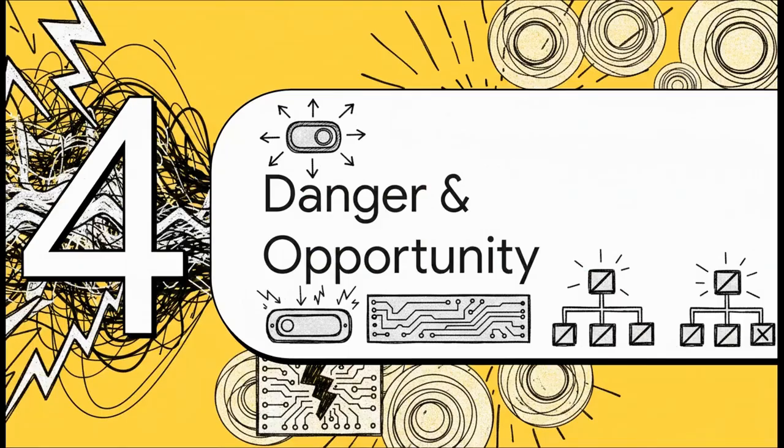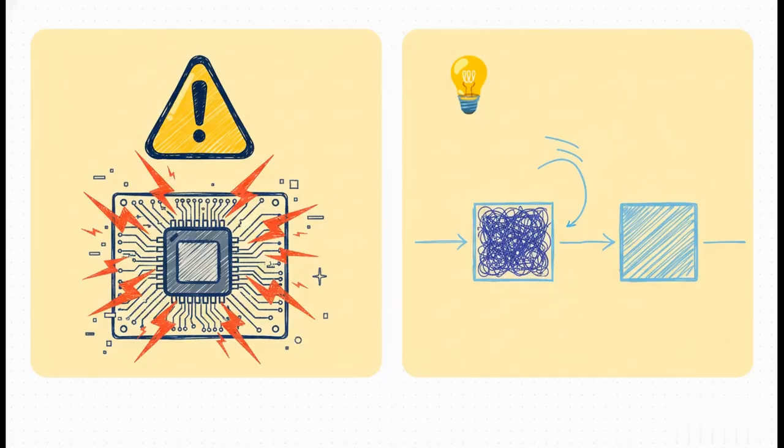So, okay, we found chaos hiding in plain sight inside a simple little switch. What's the big deal? Why does this matter? Well, it turns out this discovery is kind of a double-edged sword. It's both a pretty serious warning and a really exciting new opportunity. On one hand, you have the danger.